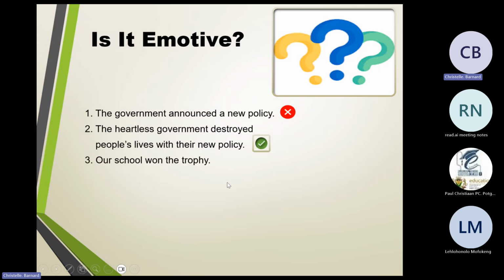The third example, our school won the trophy. So yes, we're excited we won a trophy, but there's no descriptive words that create a specific emotion. So that's a neutral sentence, so it's not emotive.